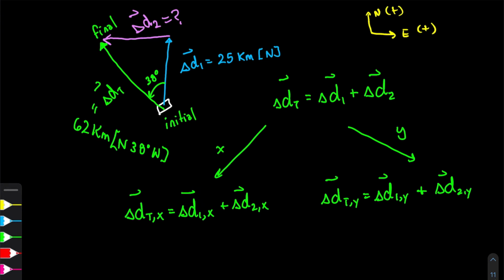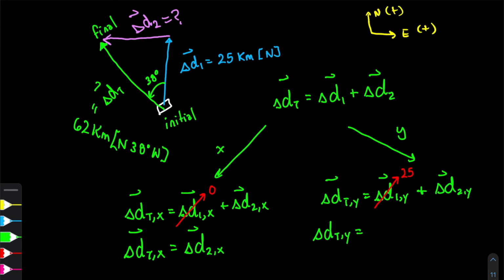Delta d1x is going to be 0. Delta d1y is going to be positive because it points up, so we can take it as positive 25. So let's rewrite these equations. Notice that the total displacement along the x equals the second displacement along the x. And for the y component, the total displacement along the y is 25 plus the second displacement along the y. So here we have two equations so far.